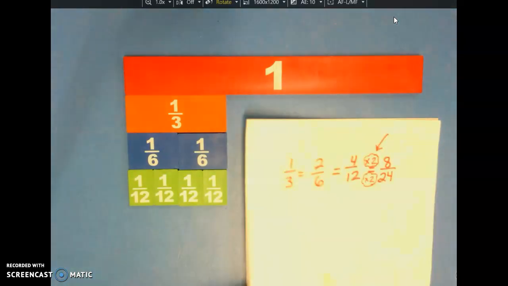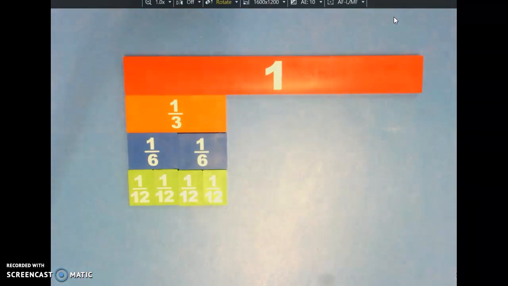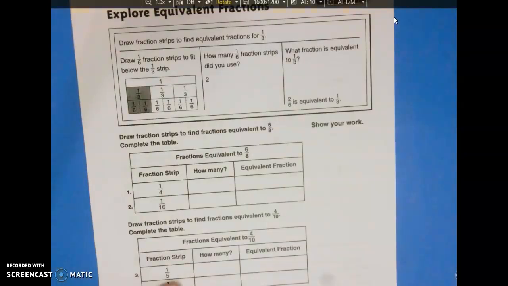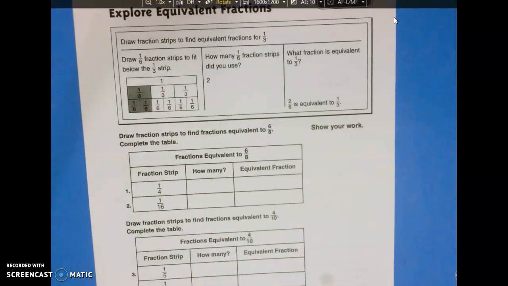So today it's all about using models to just begin to get a good sense of how these pieces fit together a little bit. So let's take a look at Reteach, shall we? And let's see if we can do that using our fraction strip card today. So it says draw fraction strips. We're going to look at our fraction strips and use our ruler or fingernail to try to determine what's equal.